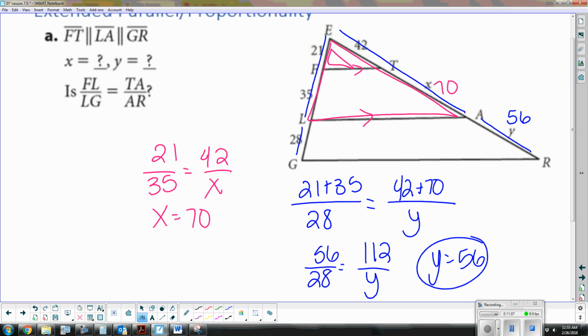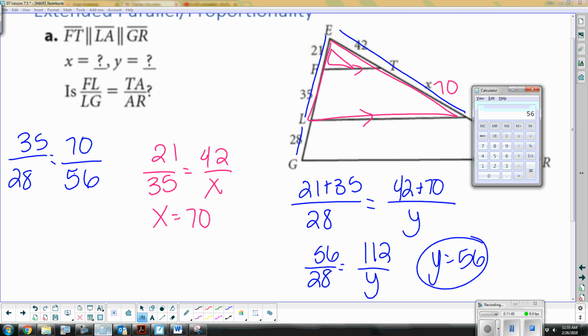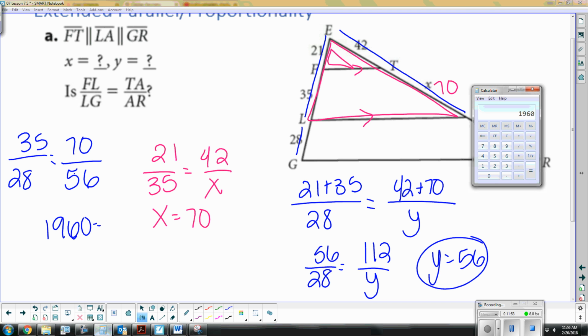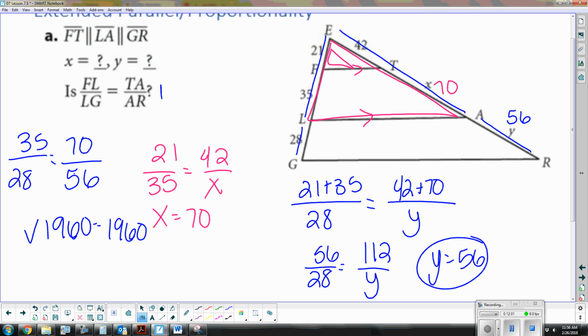All right, now let's go one step forward and answer this question. Is FL to LG equal to TA to AR? So are those proportions? So FL, we know, is 35. So it's asking, is 35 to 28, is that equal to TA, which is 70, that was our X value, over our Y value? Well, let's look at the math. So 35 times 56, is that equal to 28 times 70? So yes, those two sides are proportional.